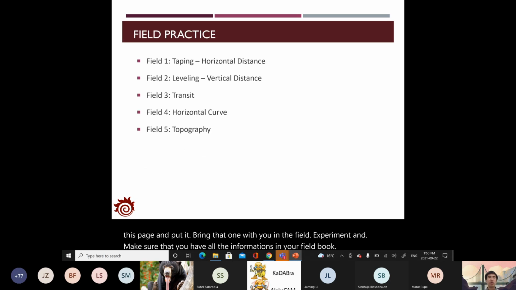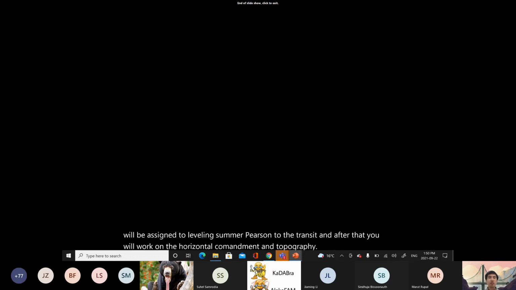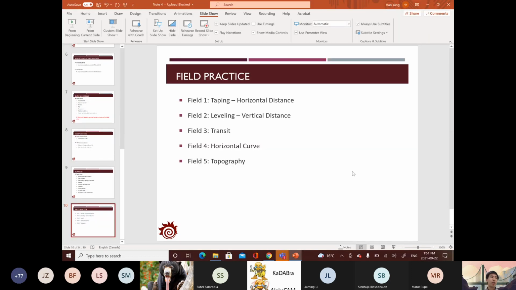Okay, so that will be the field practice. We have already completed the first one, and starting next week, you're going to work on leveling and transit. For each session, the groups will need to rotate. Some will be assigned to leveling, some will be assigned to the transit. And after that, you will work on the horizontal curve measurement and topography. Okay, so that will be all about the field practice.